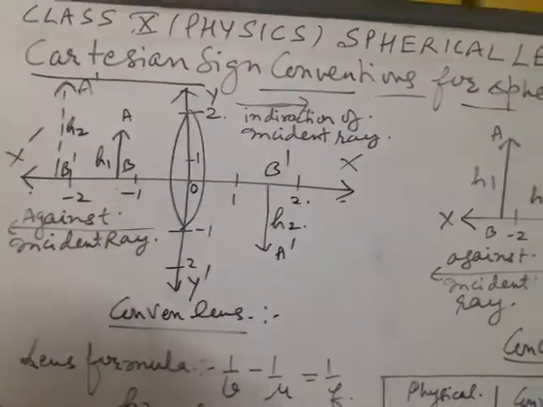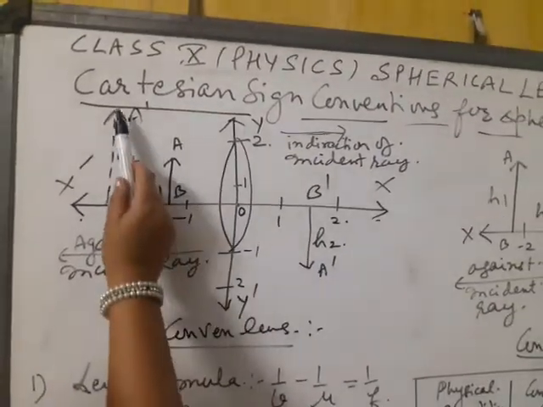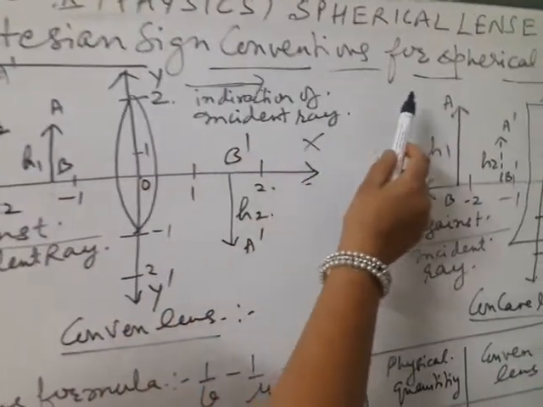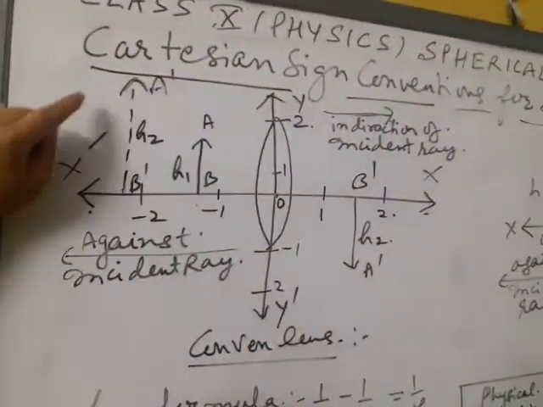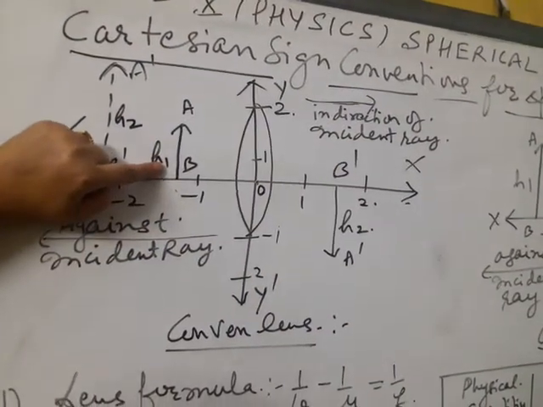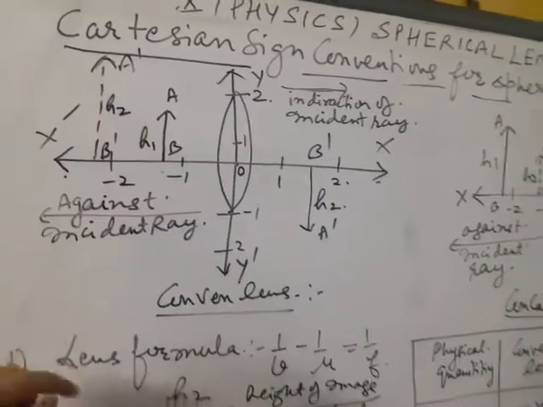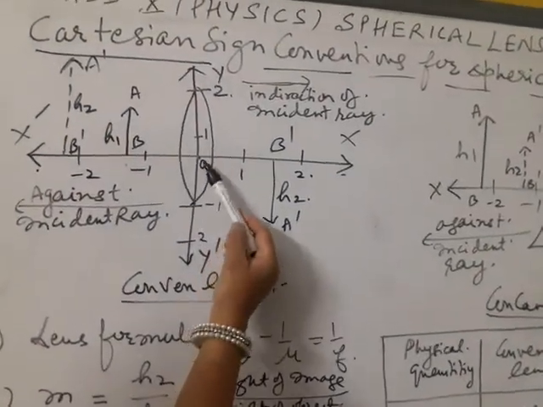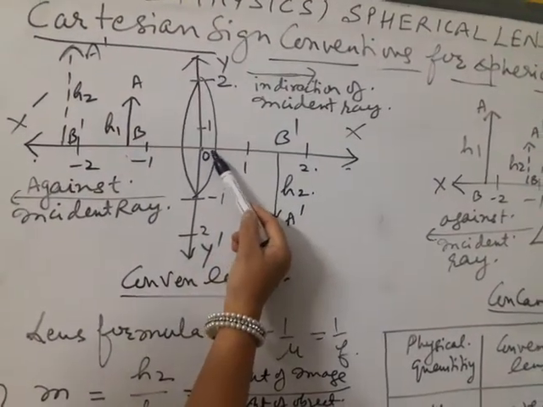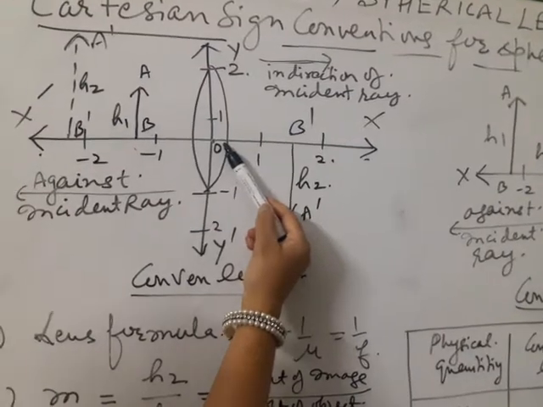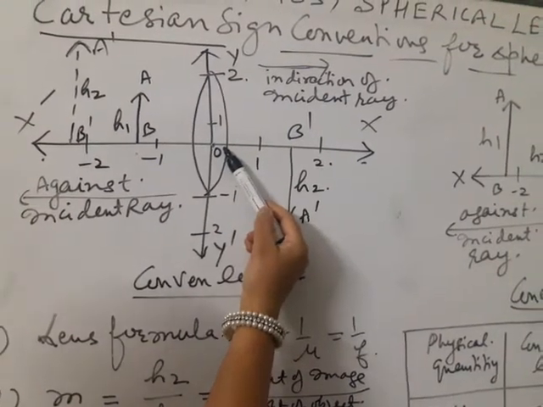Okay. Good morning, students. Today we will do Cartesian sign conventions for spherical lenses. First point is object is always kept on left hand side of the lens. Second point is all distances are measured from optical center taken as 0.